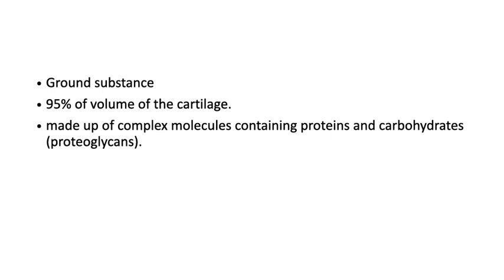95% of the volume of the cartilage is ground substance and it is made up of proteins and carbohydrates known as proteoglycans. The carbohydrates are glycosaminoglycans, GAG, and the protein is aggrecan. And we said that it is mostly water. Along with this water, this ground substance is gel like and it has to be hydrated because cartilage is avascular and it is greatly hydrated for the diffusion of nutrients.